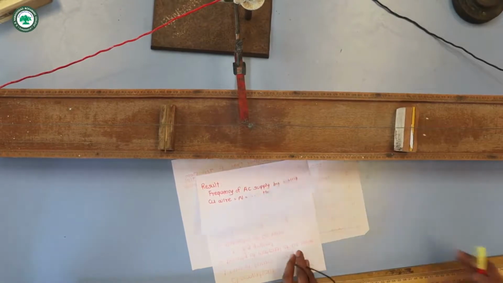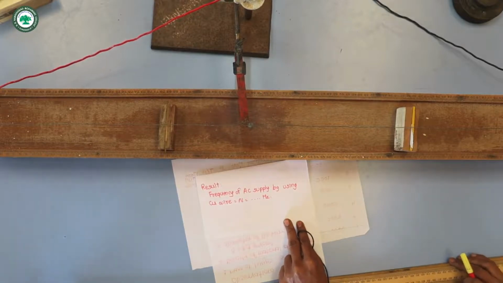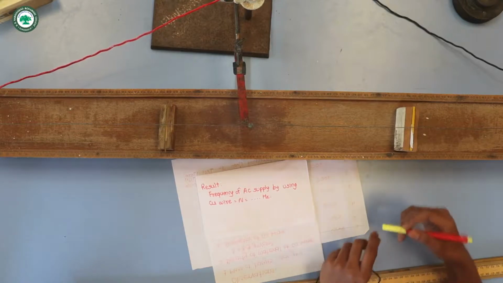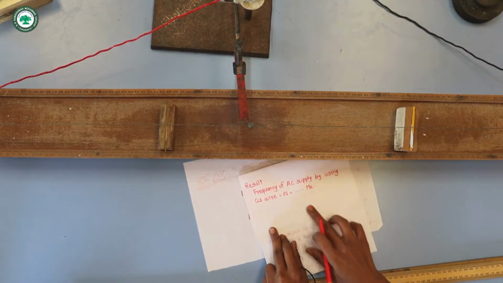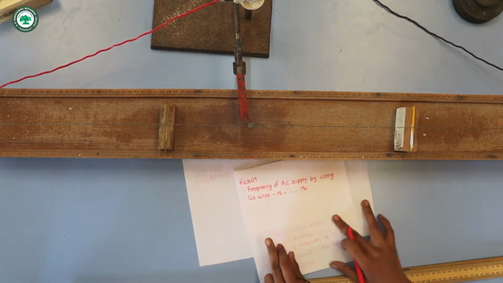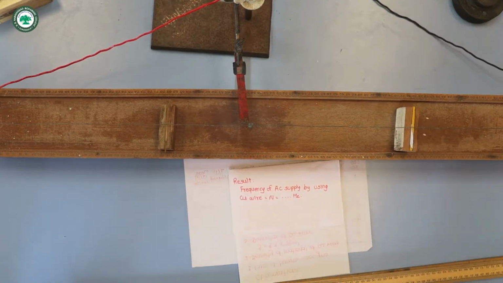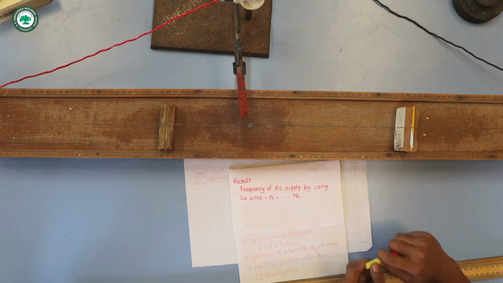Moving towards the theory of this experiment. One has to know what is frequency. Frequency is the number of waves per unit time. Then one has to know what is AC. AC is nothing but alternating current, which has one positive cycle and one negative cycle. So one can find out the frequency of AC supply by using this experiment, and the standard value of frequency of AC in India is 50 hertz.